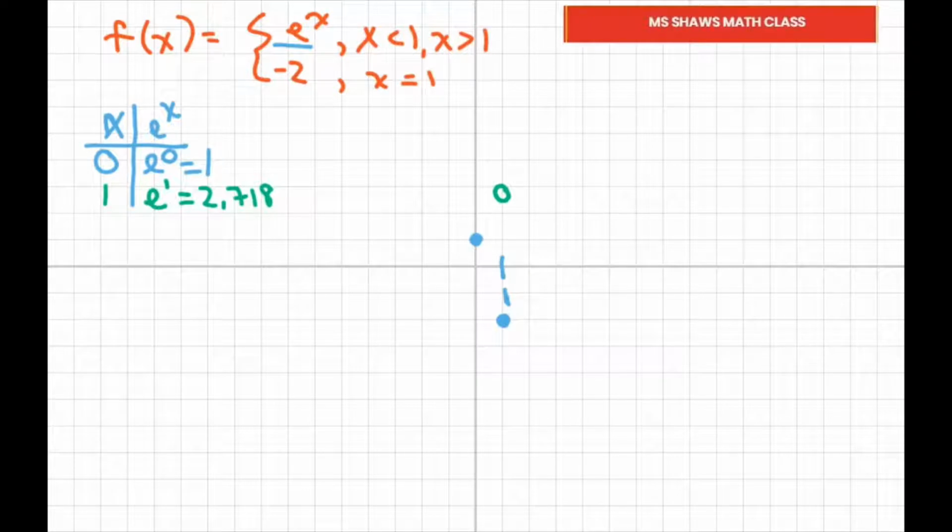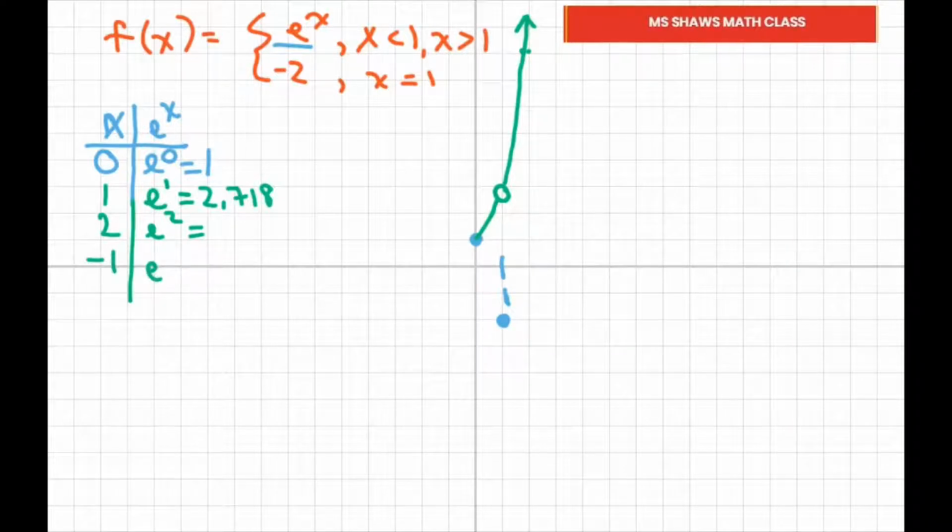Now let's plug in 2, so that's going to be e squared. So it's going to be kind of close to 9, maybe 8. So we'll get it up in there. And you already know what e to the x looks like, you should, by the time you get to these. If you plug in negative 1, you get e to the negative 1, which is 1 divided by 2.718, which is 0.37. And whatever you plug in, it's just going to get closer and closer to the horizontal asymptote, y equals 0.